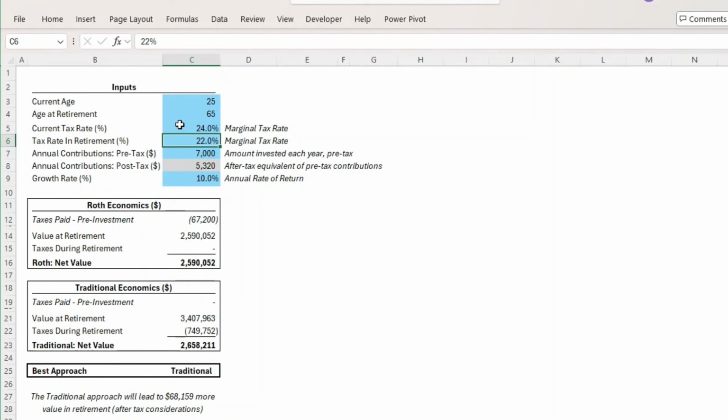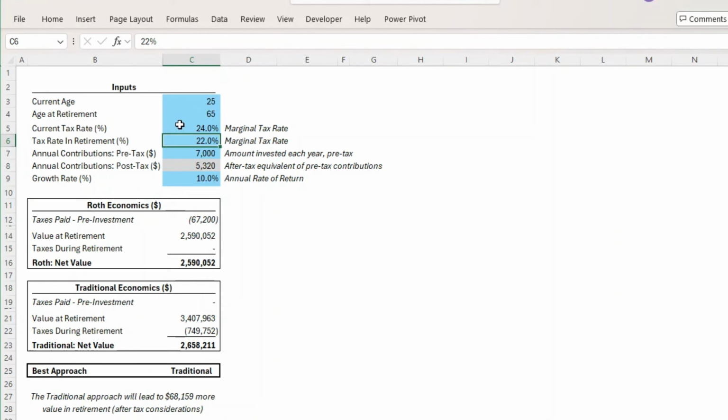On the flip side, if you are at your peak earnings throughout your career and this is the most money you're ever going to make, you're probably paying more in taxes now than you will in retirement. And in that case, it's better to choose the pre-tax investment. Don't pay taxes now, pay taxes when you retire, and you'll probably be paying a lower tax rate.